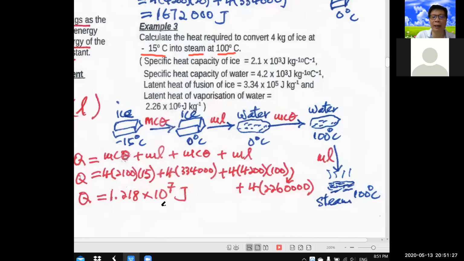Hopefully my answer is correct. Please check, all of you. Can you check the answer? I'm not sure this answer is correct because I did it roughly only. So far, can you understand the calculation parts or not?